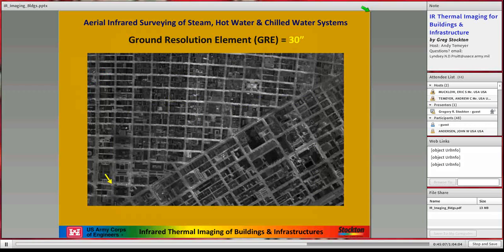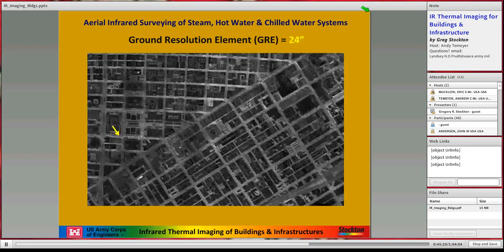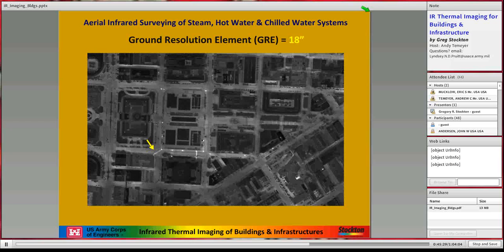So this is a city. This is an infrared image of a city. There's the steam system, and this is a grid set up to be able to divide reports into little chunks.